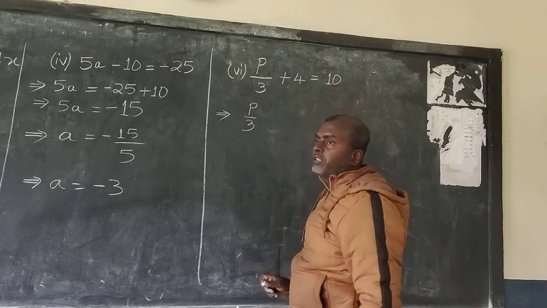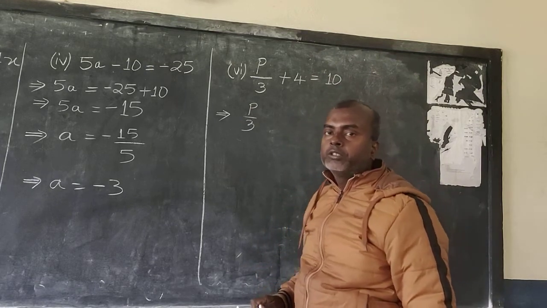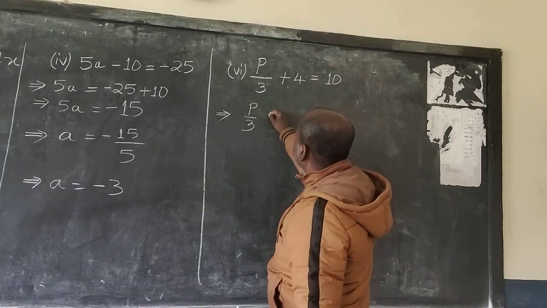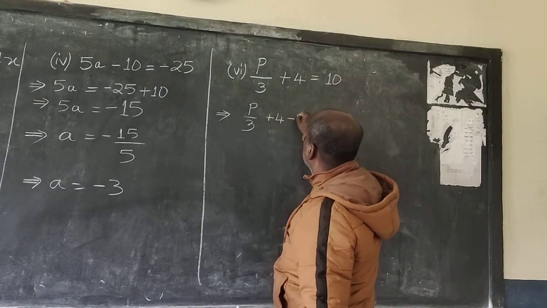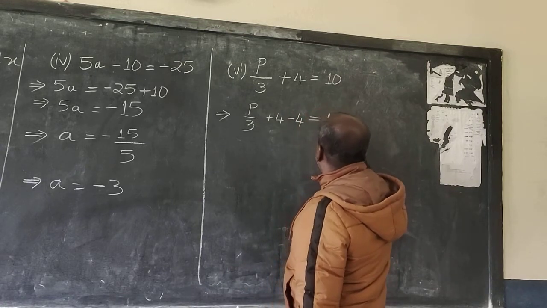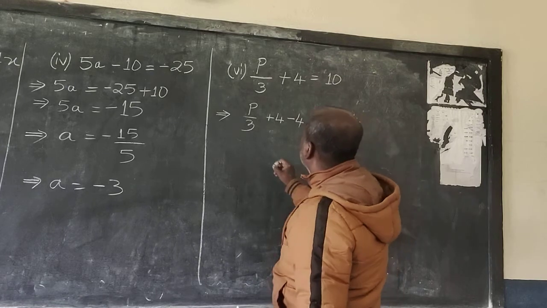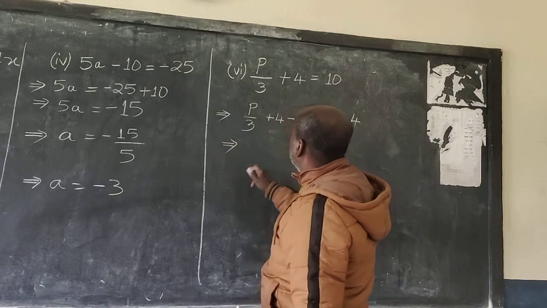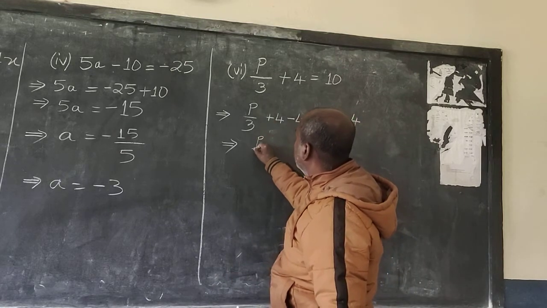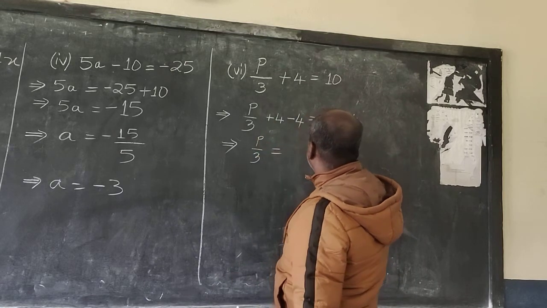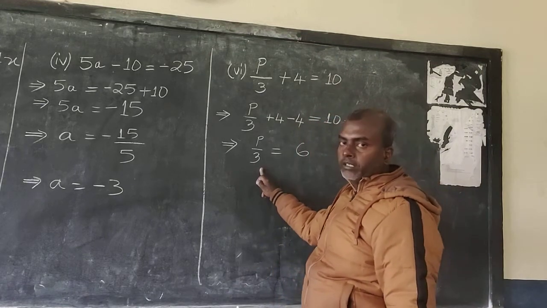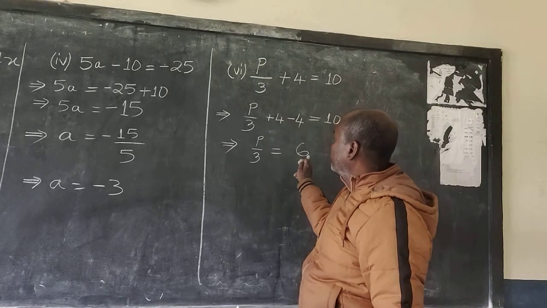Okay, now let's use the inverse method. We have done two sums using the shifting method. Now we can come back to the inverse method. So to remove plus 4, what do we get? Minus 4. So on this side also, from 10 it will be minus 4. Alright, so plus 4 and minus 4 cancel each other out. Only p by 3 will remain. And here 10 minus 4 is 6. Now we got another equation: p by 3 equals 6.